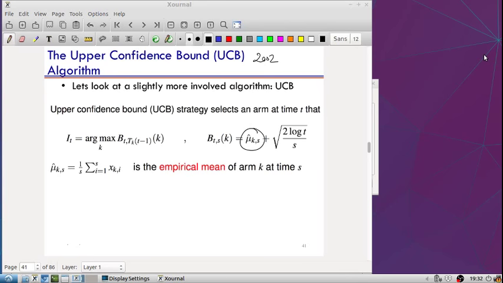So what is mu hat k comma s? Let's just focus on this and forget the remaining symbols. Mu hat k comma s is saying, for the kth arm, at time s, what are the rewards that I have collected for the kth arm? The average of the rewards that I've collected for the kth arm. So what is s?